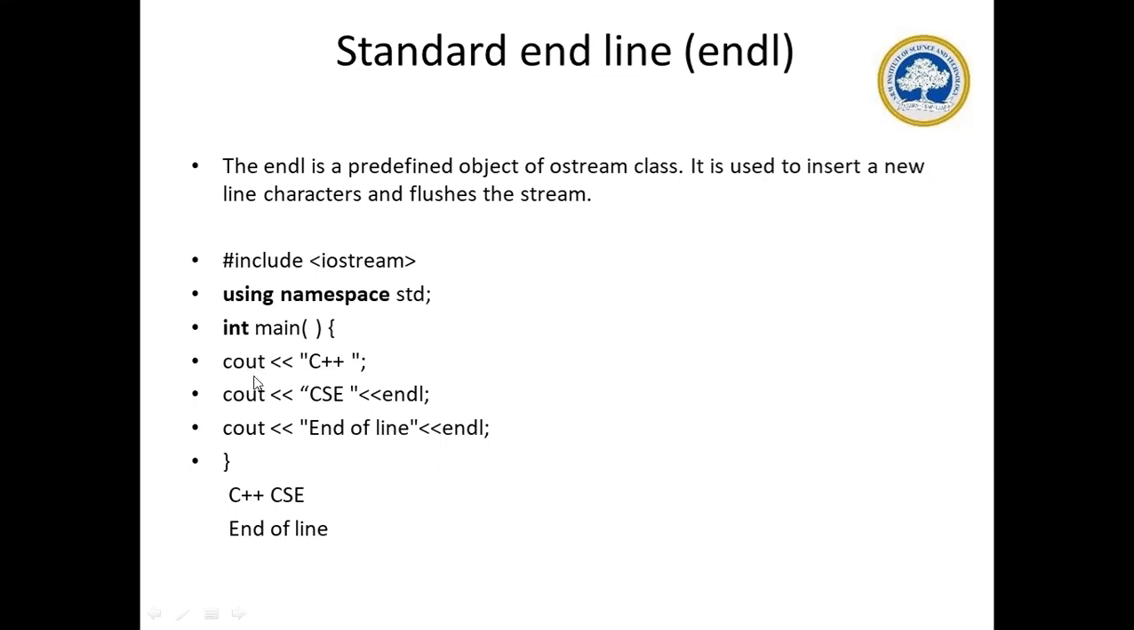Here, while using cout, C++ is printed on the first line, followed by CSC, which is also printed on the same line. After that you are using the endl object. This endl object will move the cursor to the next line. So after this statement is executed, the cursor will move to the next line. Then the end of the line will be printed on the second line. After printing it, again you find the endl object, so after executing this statement the cursor will move to the next line. With the help of the endl object, we can print each and every output line by line.